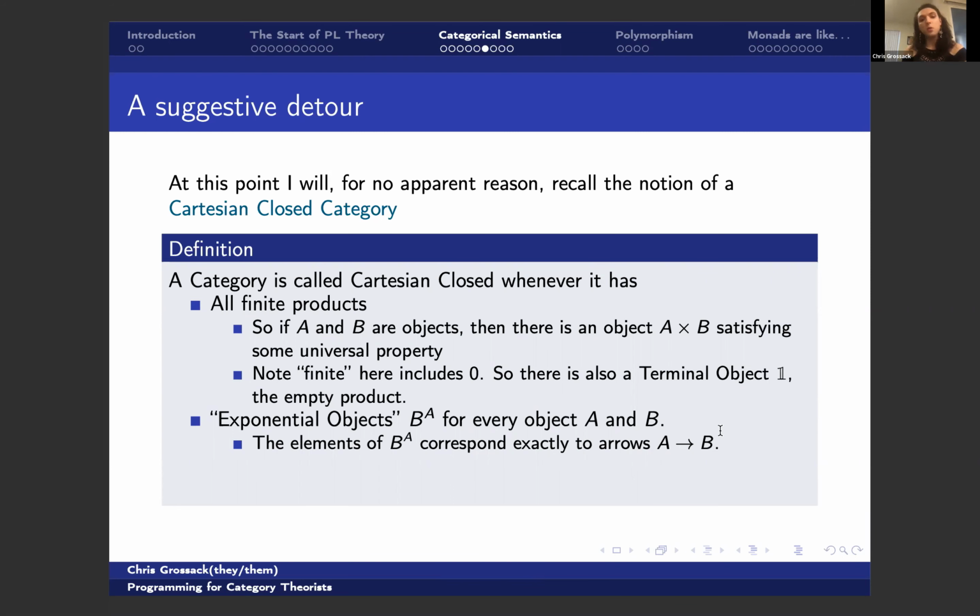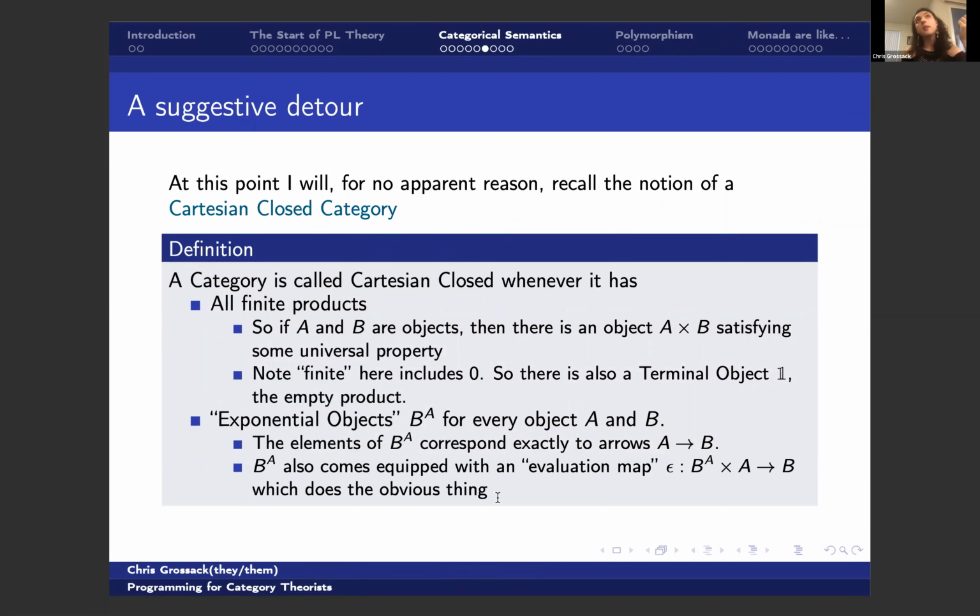If you're familiar with the notion of adjoint, then this exponential object is exactly the right adjoint to the finite product functor. But again, you don't need to know what that means in order to understand the fact that elements of exponential objects correspond to arrows, which is exactly the thing that we needed in order to interpret our lambda terms.